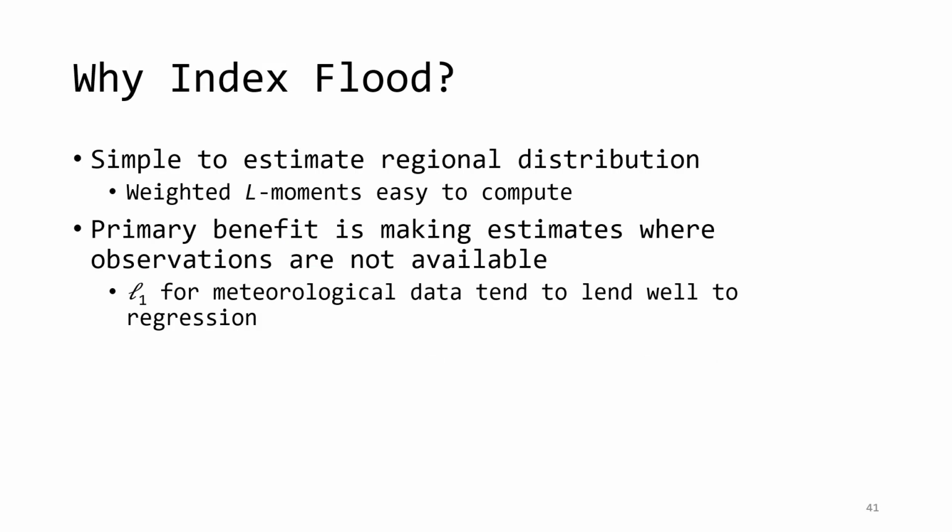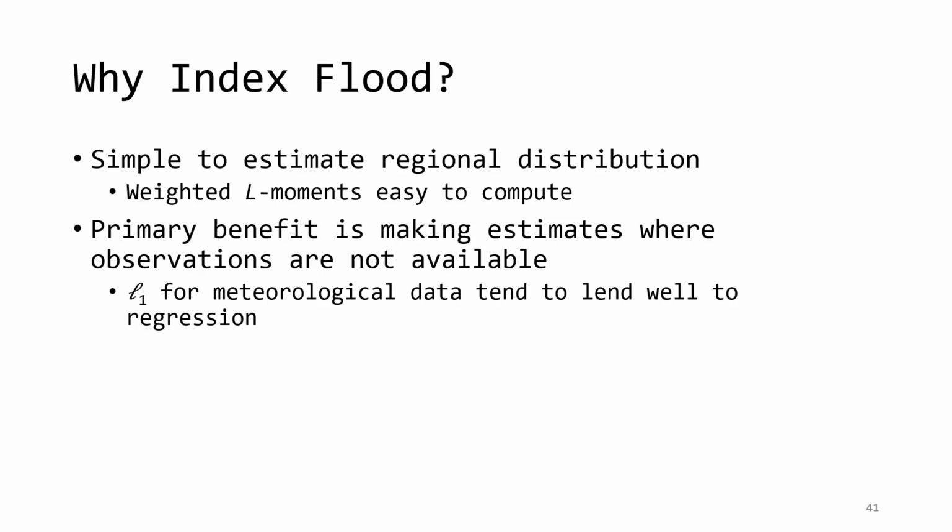Why would you want to use the index flood method? Well, there are two main benefits to using it. First, estimation of the regional probability distribution is very straightforward. The mean is set to 1, and the weighted average L-CV, L-skew, and L-kurtosis from the sites in the region are used. Then, the parameters can be estimated using the method of L-moments.